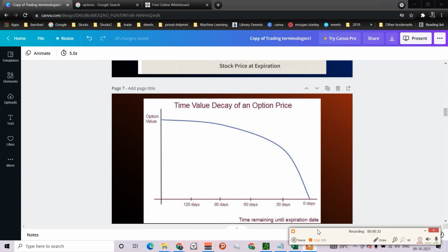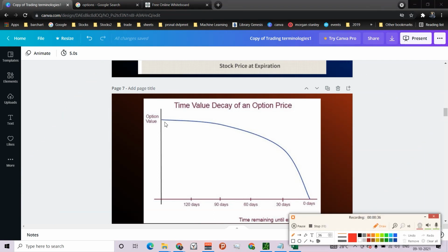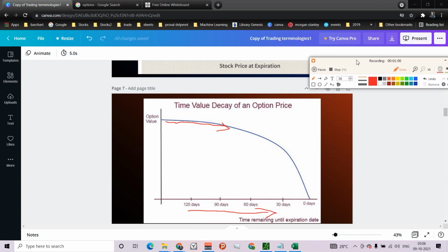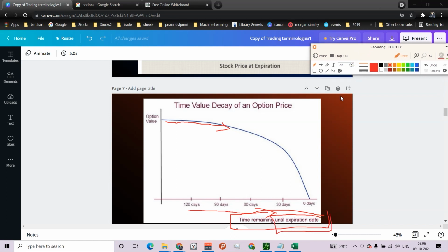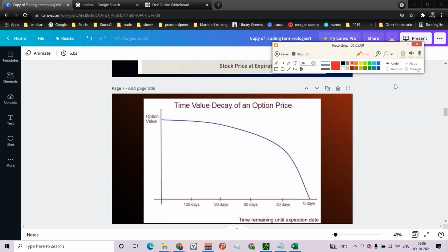There is a small hole in the bucket, and little drops of water slowly come out, so it goes down. In the same way, the option value slowly goes down. But as the expiration date approaches, as you can see here, then near the expiry the decaying of the option price accelerates.